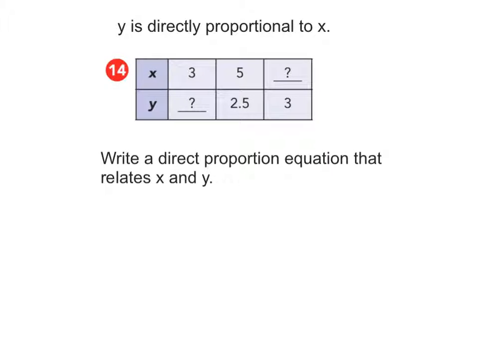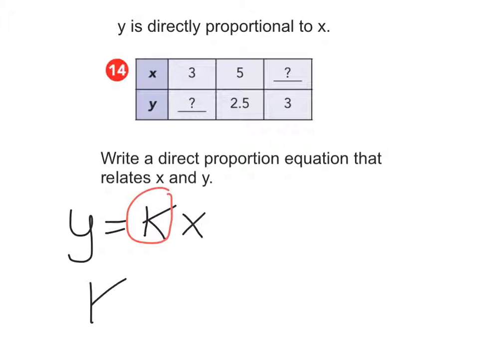Now I'm going to do number 14 from Chapter 5 review. Y is directly proportional to x. Write a direct proportion equation that relates x and y. So in a direct proportion equation, I want y equals k times x. In this situation, what I need to find is k. K is equal to y divided by x.